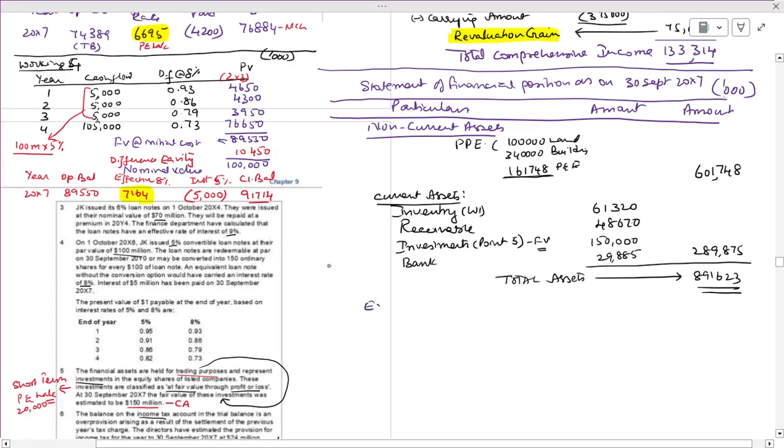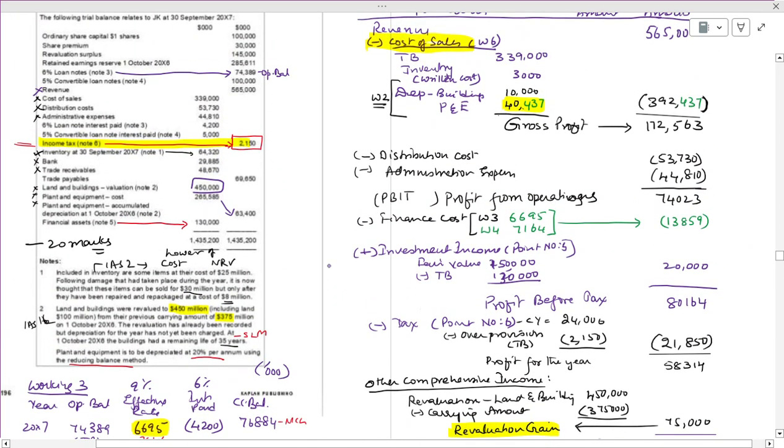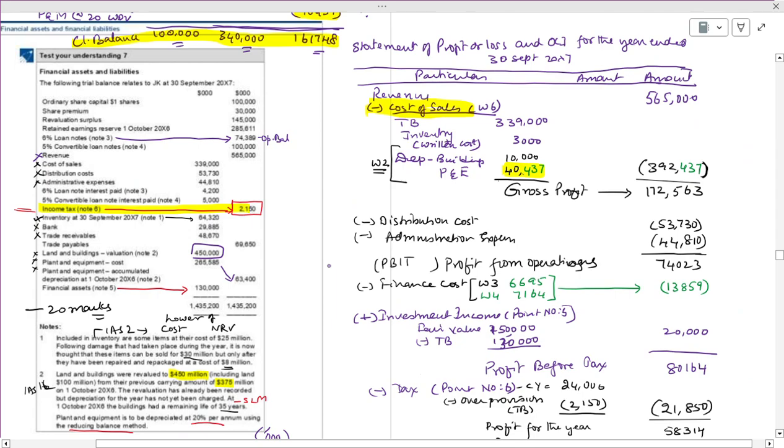Next, equity and liabilities. How much is the equity? Very carefully, slowly and steadily. First time you are doing such a big problem. How much is the equity given in the question? How much is the ordinary share capital? How much?